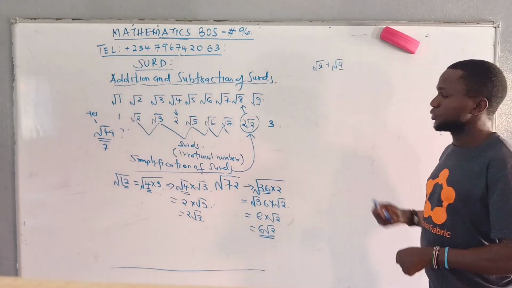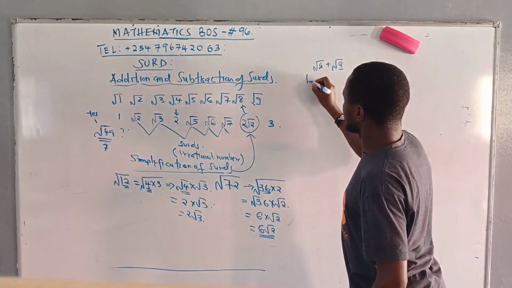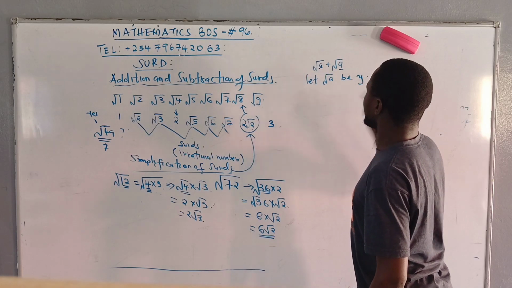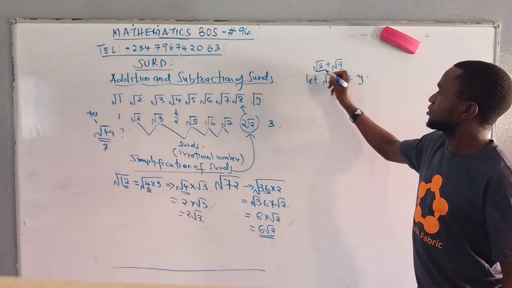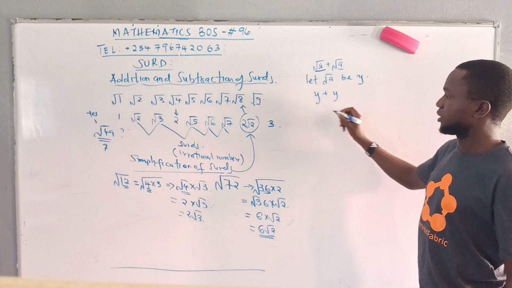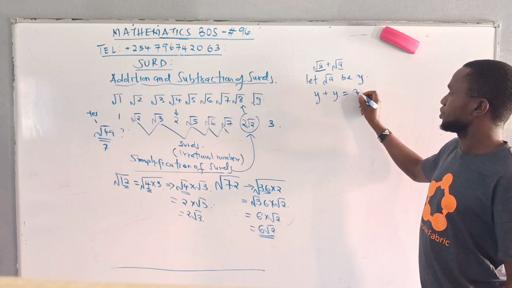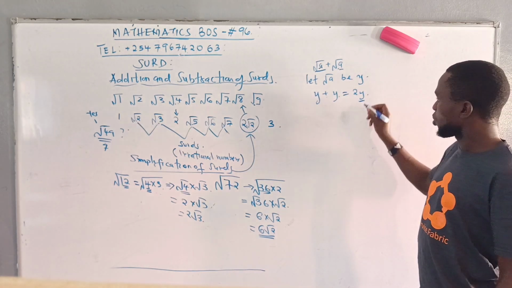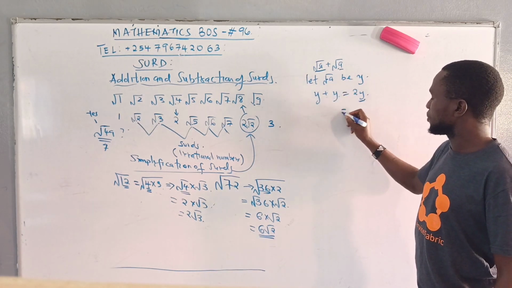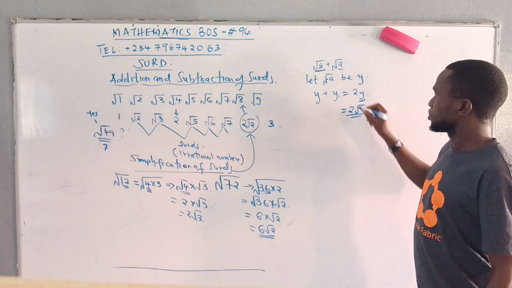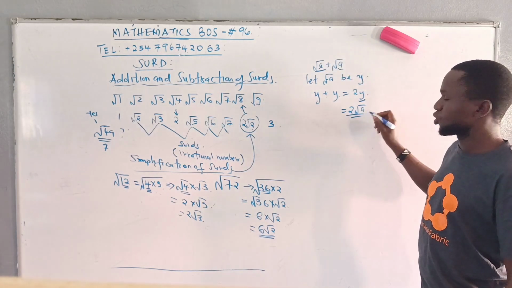What I'm going to do, I will say let root a be y. So I'm going to put that as y plus, where there is root a, we are going to write y. What is y plus y? You get 2y. But what is y? That's the question. Y is root a. Therefore, the answer is going to be 2 root a. So root a plus root a is 2 root a.